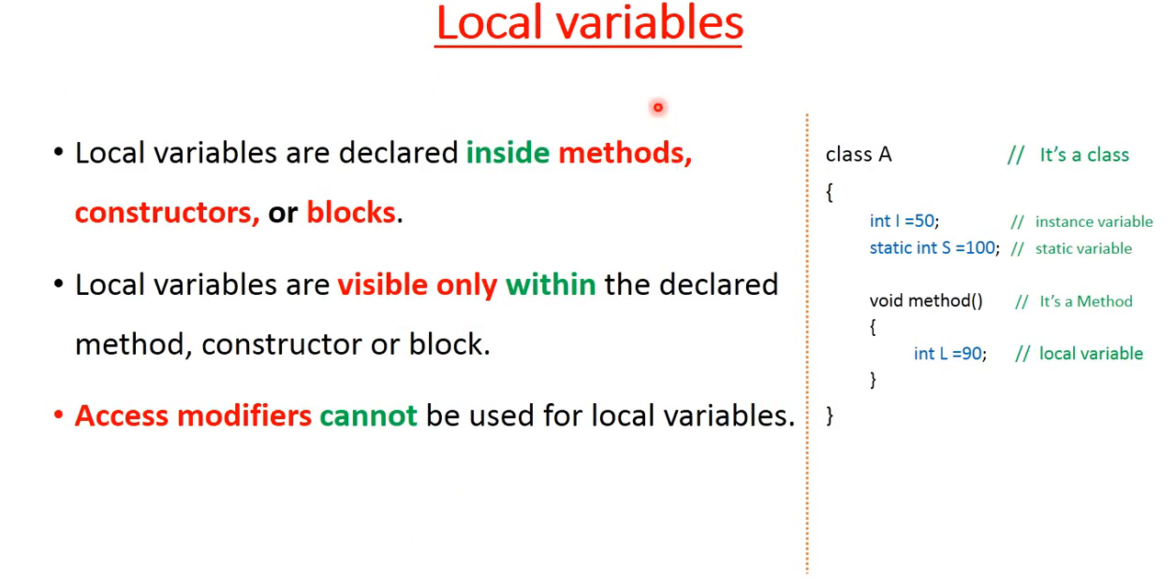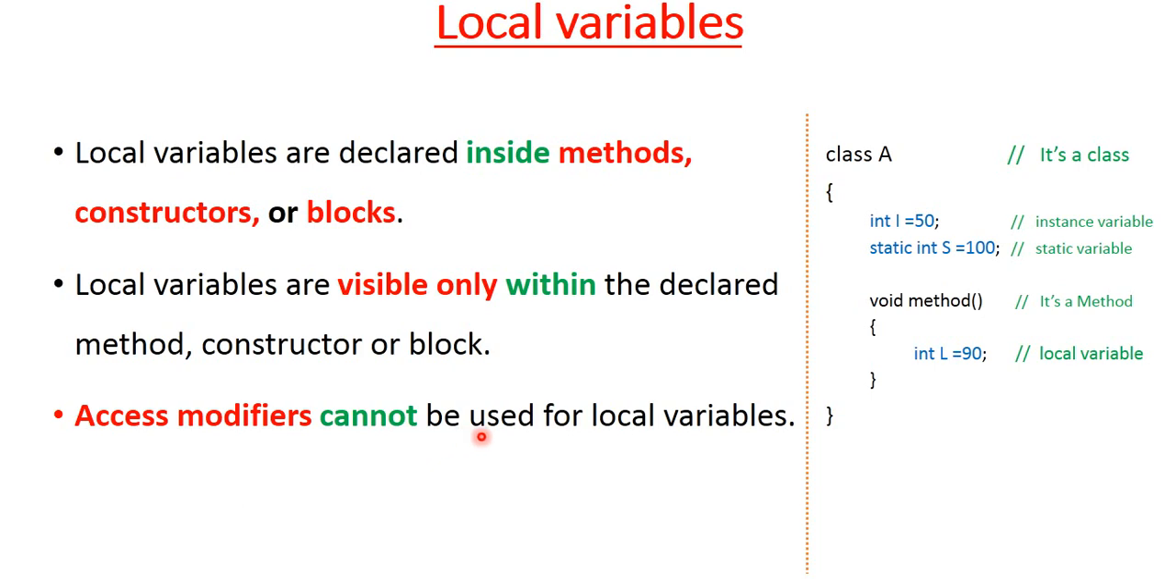Beginning with local variable. Local variables are declared inside a method, constructor or block. So please remember, a local variable is declared inside the method or constructor or block, not in the class. Local variables are visible only within the declared method, constructor or block. That means if you declare a local variable inside a method and you have another method in the class, that method will not be able to access the local variable, because it is only visible within the method or within the constructor.